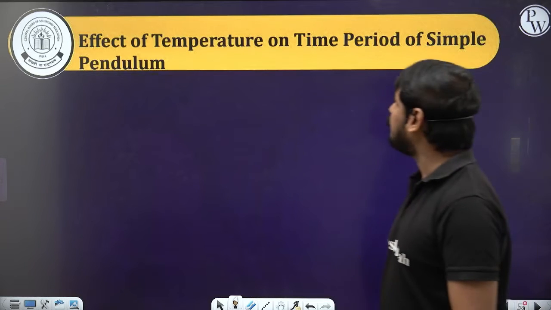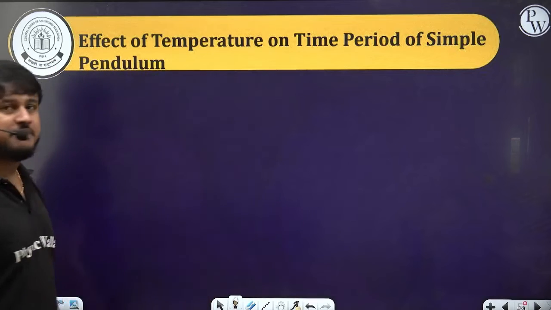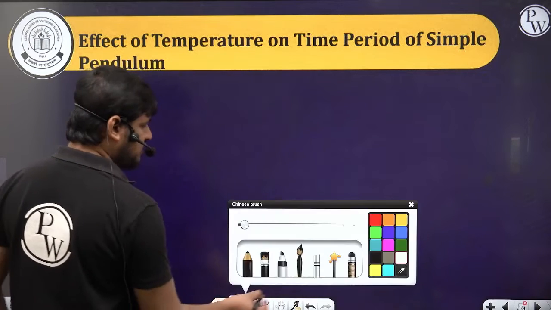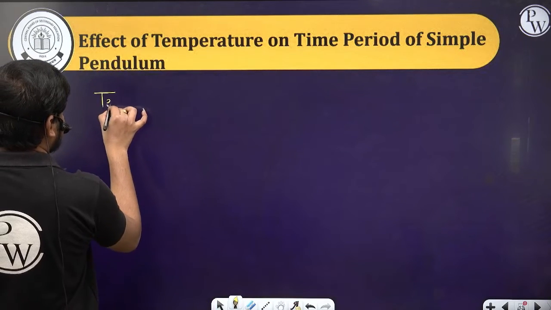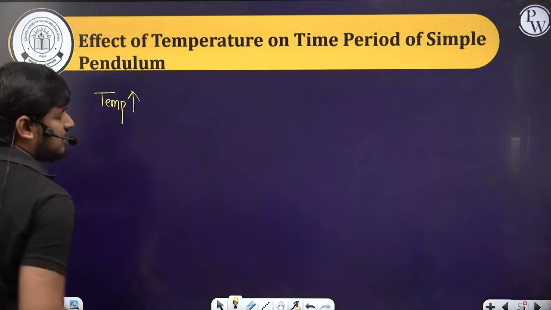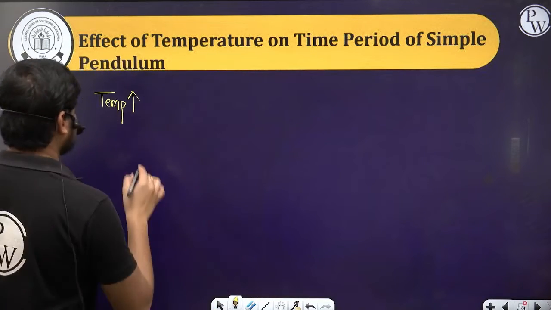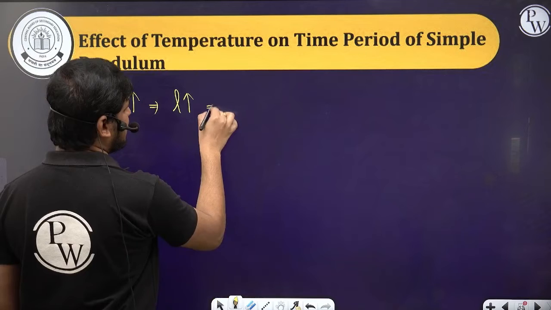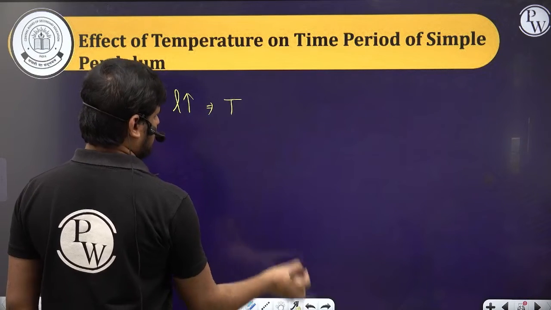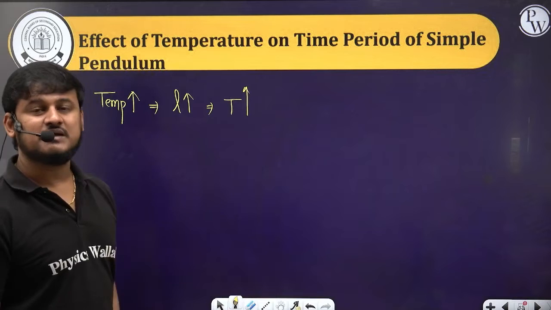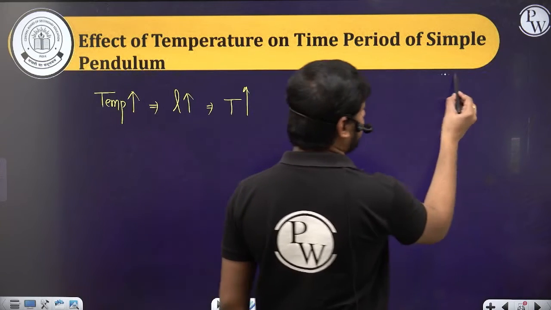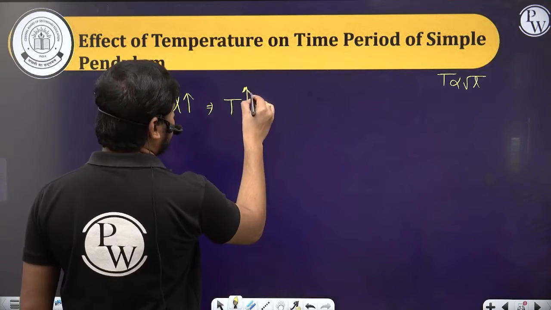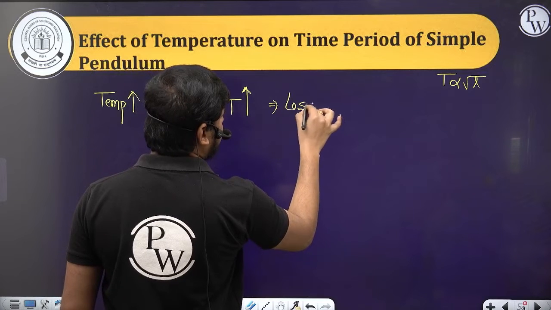Okay, chalo. Effect of temperature on time period of a simple pendulum. This we already discussed in detail in thermal properties of matter. So you know that when the temperature increases for the length based pendulums, the length increases. If the length increases, the time period increases, because the time period is directly proportional to root L, right? If the length increases, the time period increases. So the time period increases means loss in time.